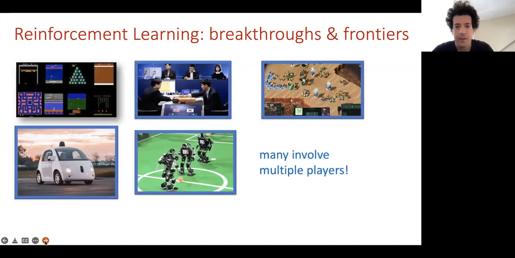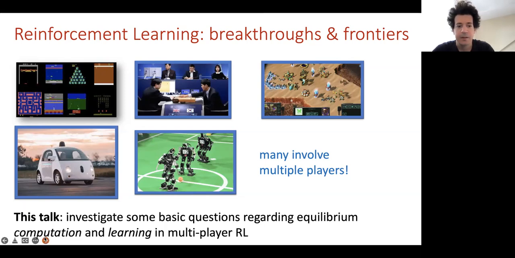And a lot of these applications, I guess the Atari one, involved multiple players. And our understanding of algorithms for computing optimal policies in multiplayer reinforcement learning environments is not as advanced as in the single agent case. And I'll discuss a little more where the challenges lie. The goal of this talk is to investigate some basic questions regarding equilibrium computation and learning in this setting.